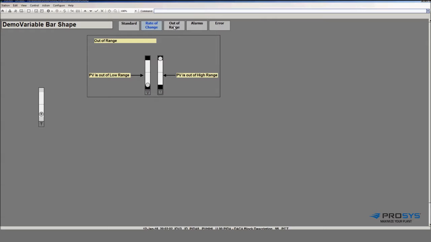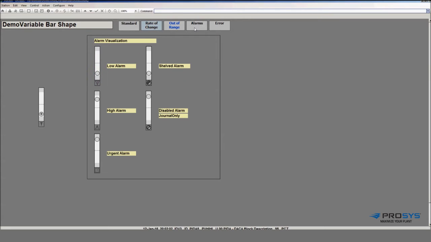Alarming is also provided by the shape. There are three different alarm states: urgent, high and low. The borderline changes according to the priority color and the alarm icon will be visible in the letterbug area. There are two additional states: shelved alarm, identified by a question mark, and disabled alarm, or journal only, indicated by a question mark with an X inside.